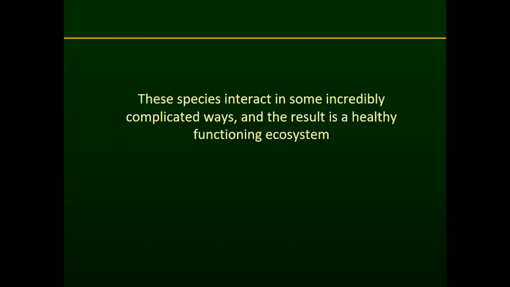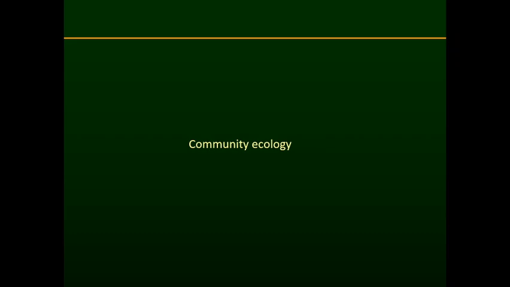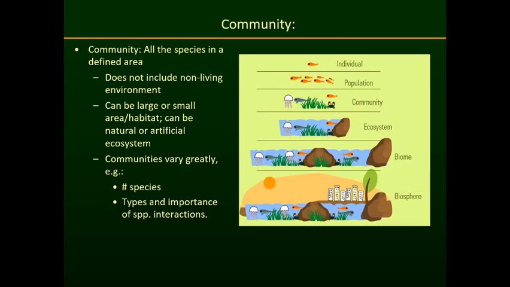Okay, so all these species on the planet, they interact in some pretty incredible ways. And the interactions between these species is what helps make ecosystems function. And we learned about ecosystems in our last class. So for today, what we're going to now focus on is how species interact with one another. Okay, so this is your introduction to a level of ecology called community ecology. All right, so what is a community and what is community ecology? This illustration on the right nicely hits on this.